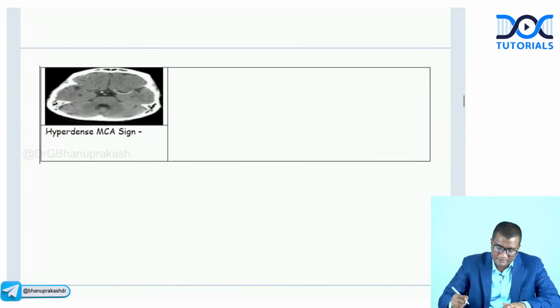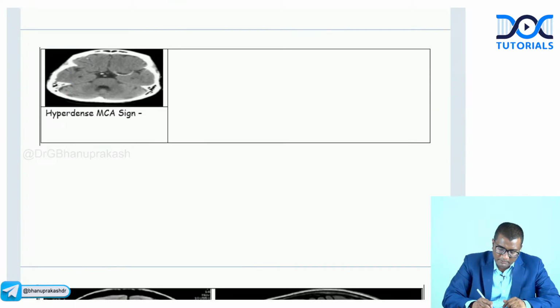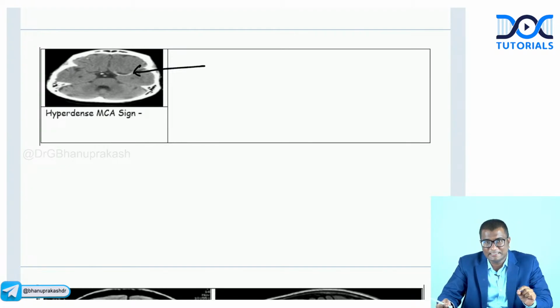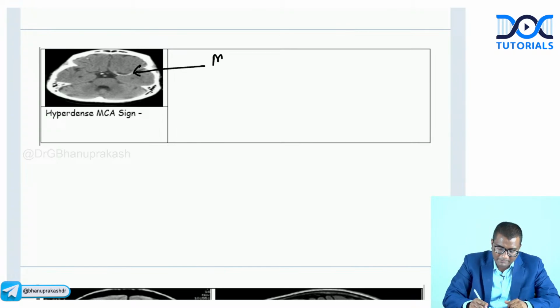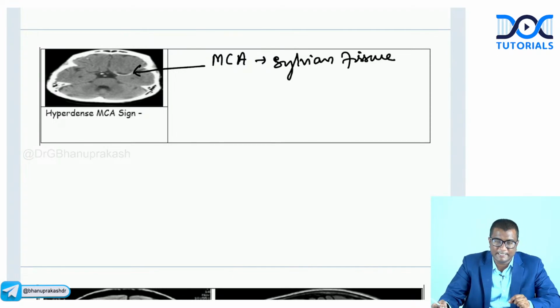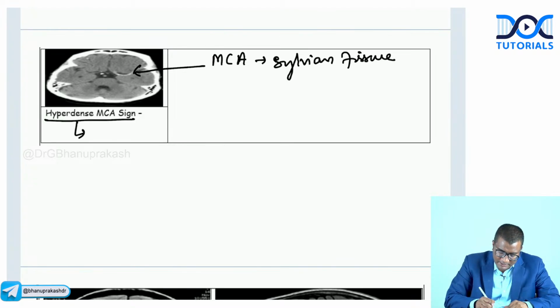And sometimes the CT scan can be normal, but the only clue that you may have is a small vessel that is in the sylvian fissure. The vessel that passes in the sylvian fissure is the middle cerebral artery. So MCA will be traveling in the sylvian fissure. In the sylvian fissure, you see this hyperdense area suggestive of a thrombus in the middle cerebral artery. So hyperdense MCA sign is an important sign of acute infarct.